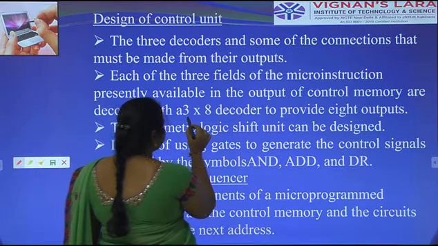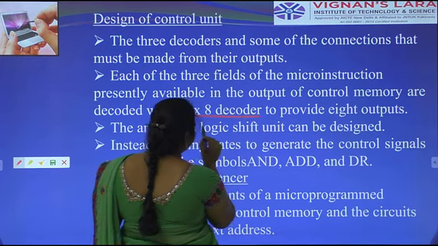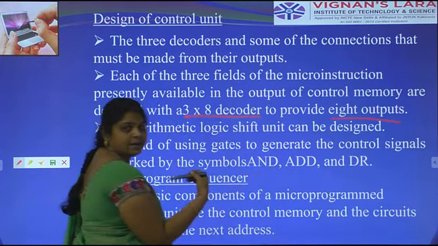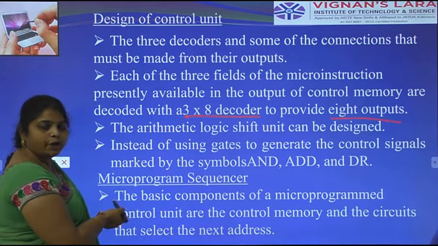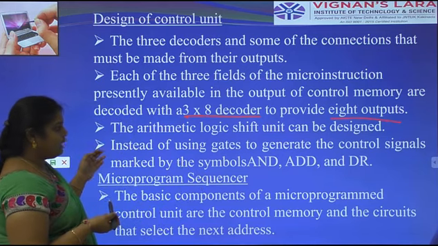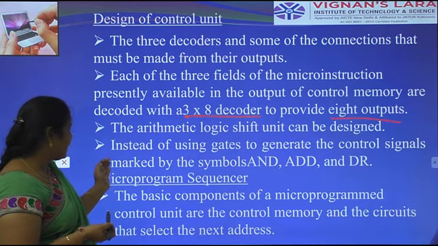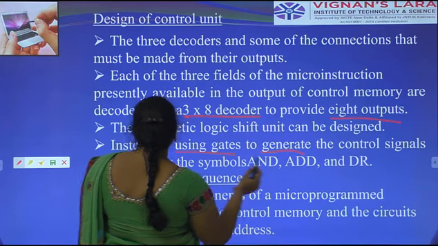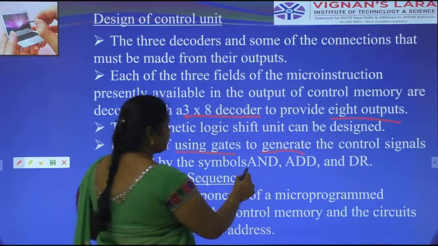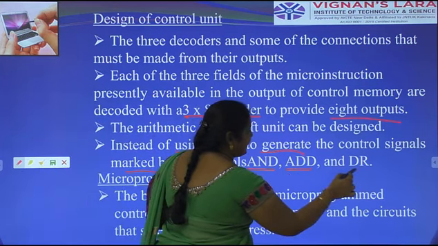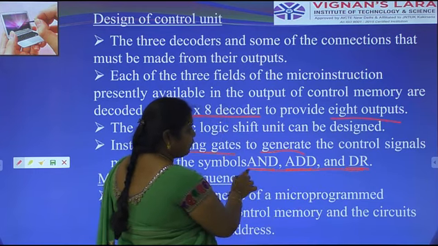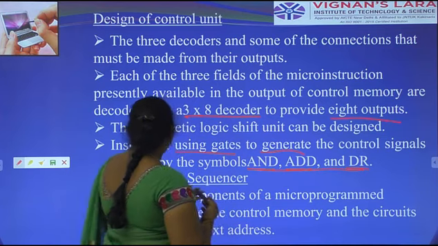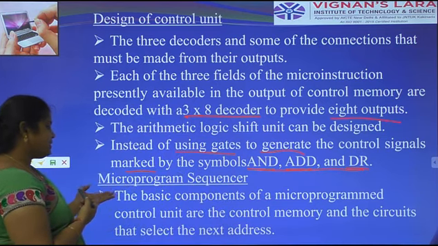For decoding micro operations, we use a 3/8 decoder to provide 8 outputs from 0 to 7, as we already used in the decoding of micro operations. The arithmetic logic circuit unit is also designed, instead of using gates, to generate the control signals marked by the symbols AND, add and data register. Here we mainly use 3 types of operations: AND, add and data register. Here the microprogram sequencer also occurs.